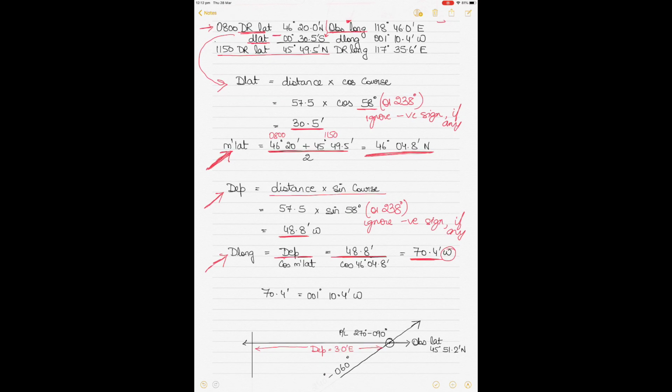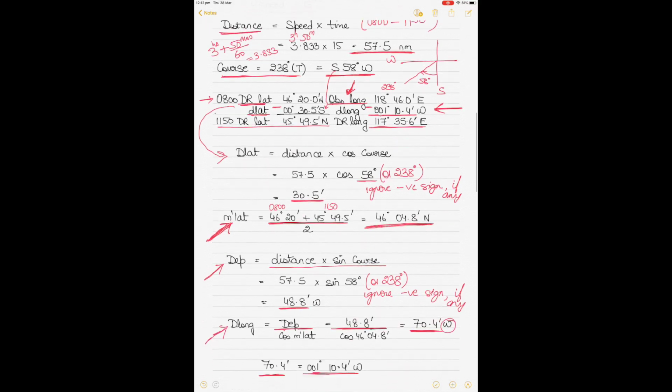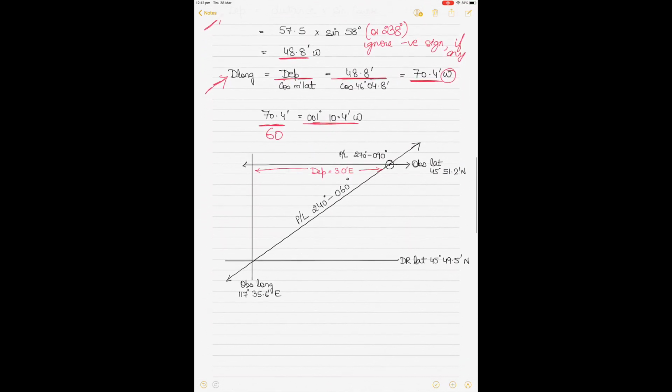Once you get 70.4, 70.4 also equals 1 degree 10.4. Anything more than 60 minutes is now a degree. So if you get 70.4, just divide by 60, and you will get 1 degree 10.4 minutes. And that's why over here you have the D long of 1 degree 10.4 minutes. Apply the D long. Now you are on an east longitude and you are going westerly, so your east longitude should be decreasing ideally, right? So you will subtract it again and you get your DR long. So this can also be called estimated lat and long. Now remember, using this lat and long, you will start the plotting.